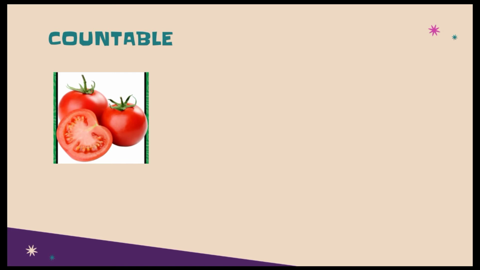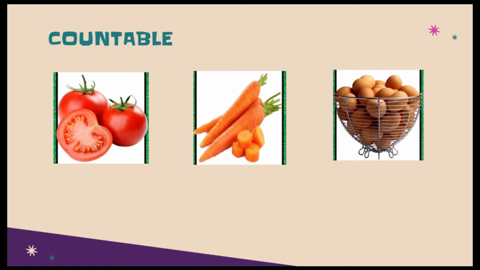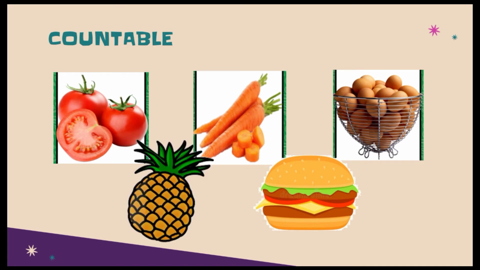Okay, let's look at other examples. Tomatoes. So we can count 1 tomato, 2 tomatoes, 3 tomatoes, and so on. Next, carrots. We can count 1 carrot, 2 carrots, 10 carrots. Next one, eggs. We can count 1 egg, 10 eggs, 30 eggs, and so on. Next example, burger. 1 burger, 2 burgers, 3 burgers. Next one, pineapple. 1 pineapple, 2 pineapples, 10 pineapples.